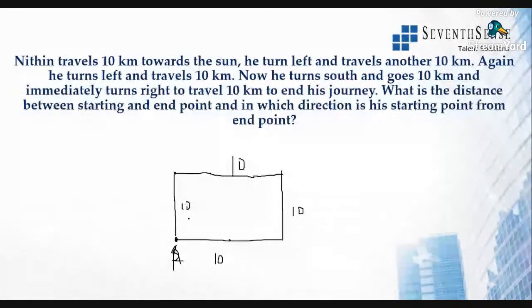And now, what is it telling? Immediately he turns right. So from south, he turns right, in the sense it will be west. He travels another 10 kilometers. Okay, he travels another 10 kilometers. So this will be the end point. Okay, A, B, C, D, and E.